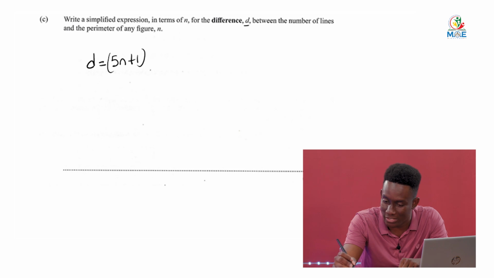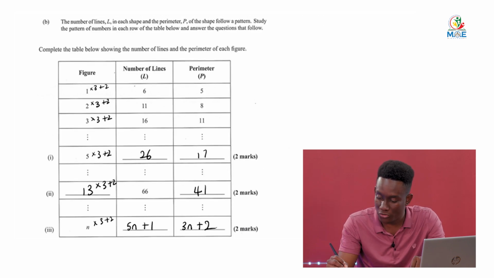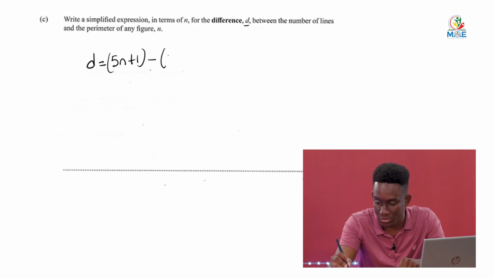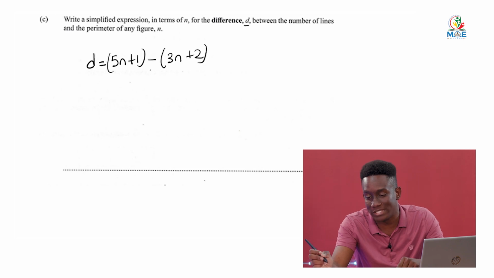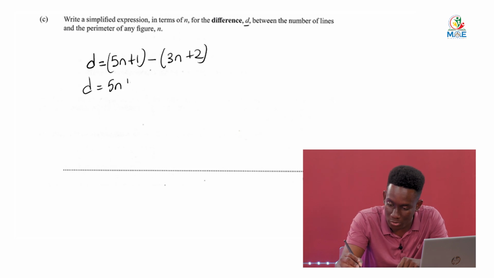I can put that in a bracket. Subtract, this is talking about difference. And the perimeter would be 3n plus 2. So it would be subtract 3n plus 2. So they want me to write this in a simplified expression. So I need to simplify this. So d would be equal to, so 5n plus 1.